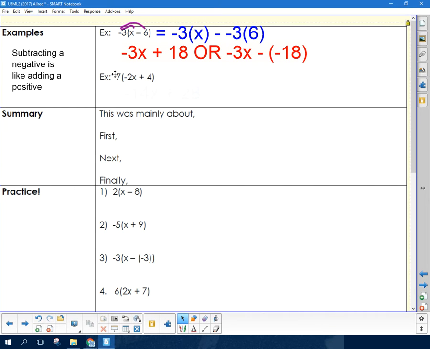So I want you to try example number 2 right there in Ed Puzzle. If you got negative 14x plus 28, then you're in a good spot, okay? And you can actually all stop working right now, and you're not going to do any more math problems tonight, okay? That was just our introduction to the distributive property.